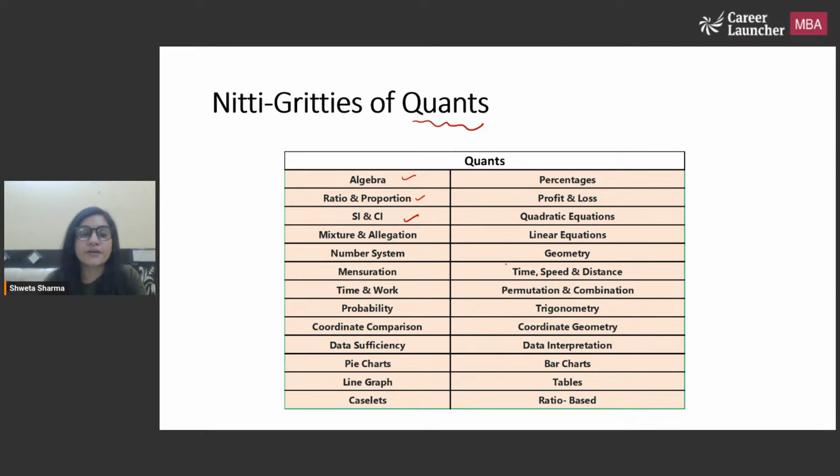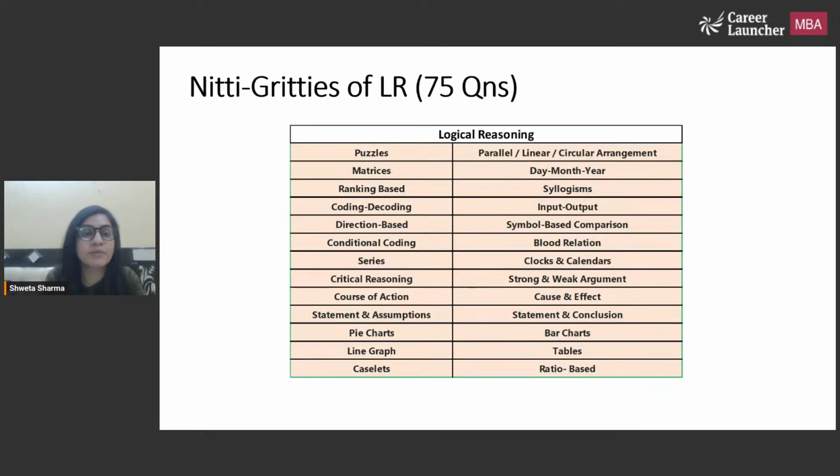PNC might not be there. Yeah, it is there. Data sufficiency, pie charts, bit of a DI might also be covered. Then some caselets would be there, percentages, profit and loss, quantitative equations, quadratic equations, linear and quadratic both. Then trigonometry, coordinate geometry, some DI questions, some charts and ratio based questions might be there.